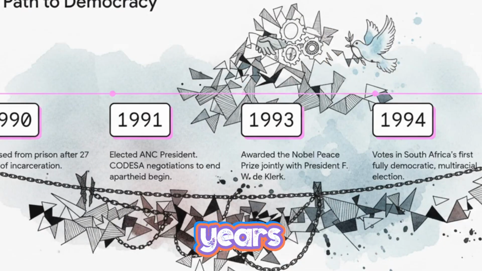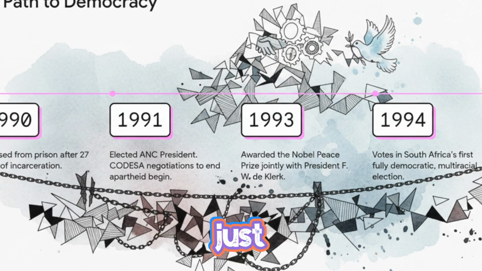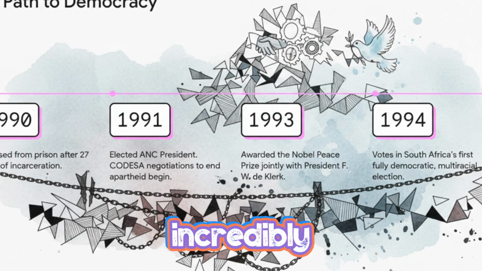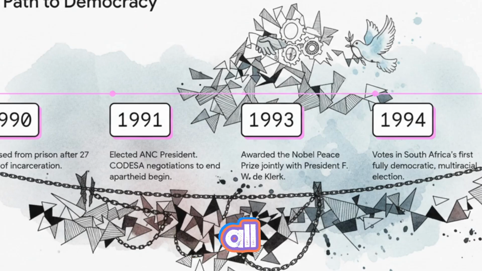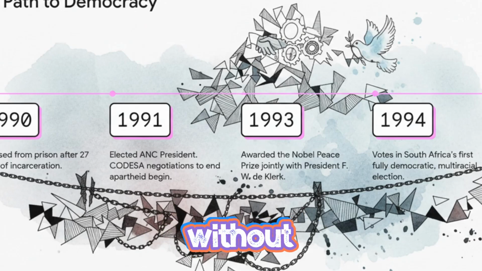And those 4 years between his release in 1990 and that first democratic election in 94, man, it was a dangerous tightrope walk. Just think of the tension. These were incredibly complex negotiations, all aimed at one thing: dismantling the entire system of apartheid without letting the country explode into a civil war.